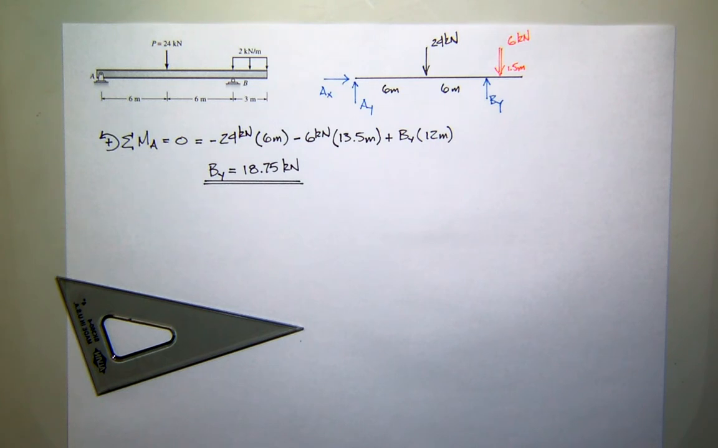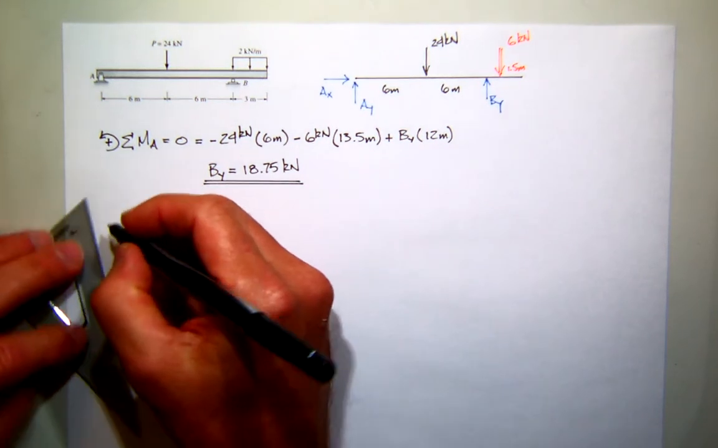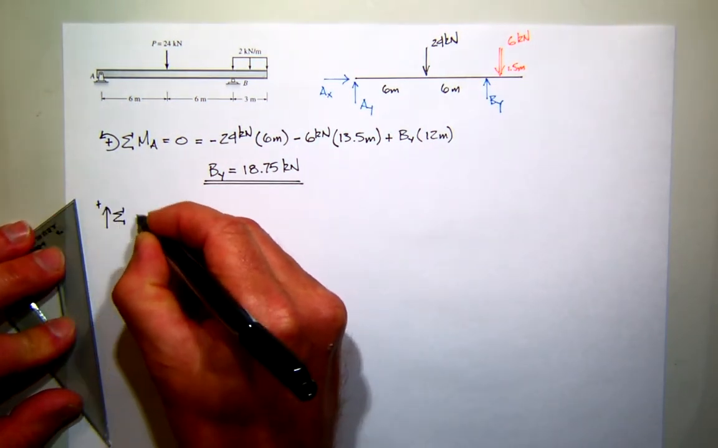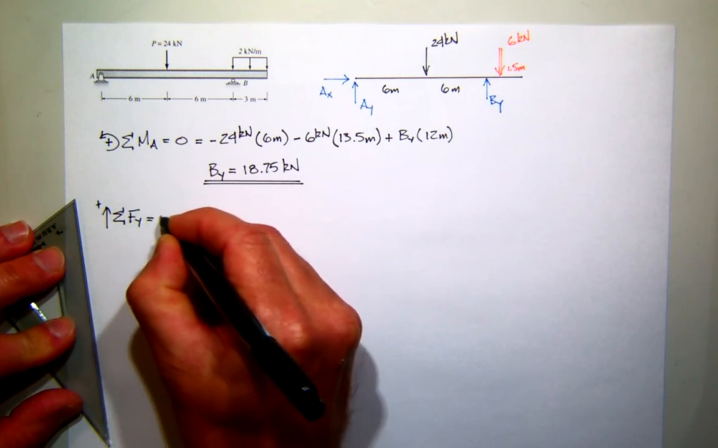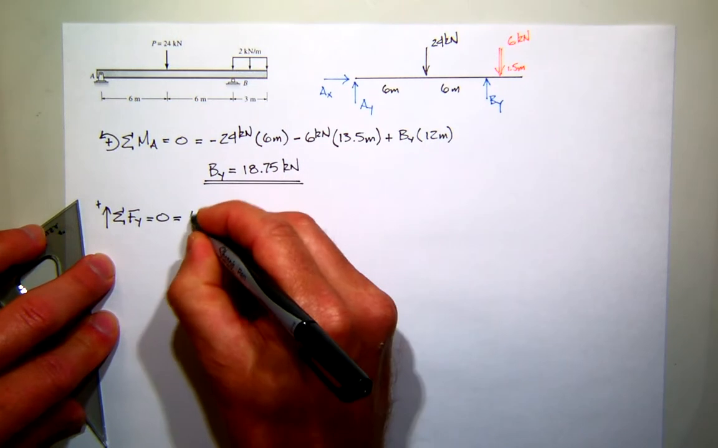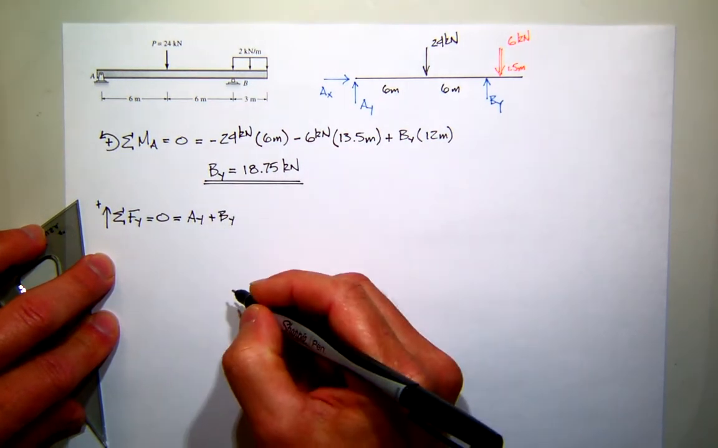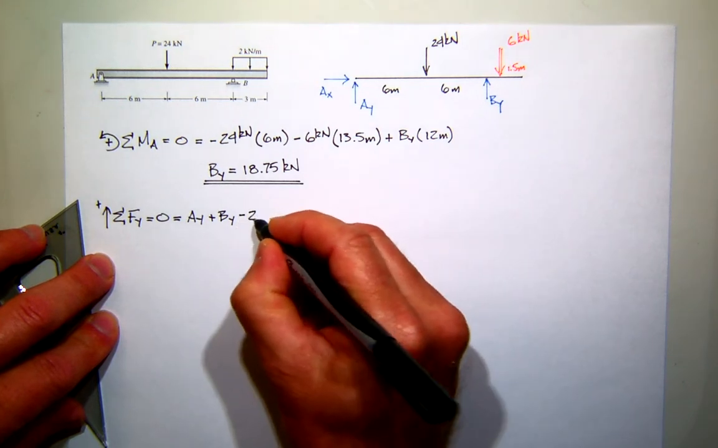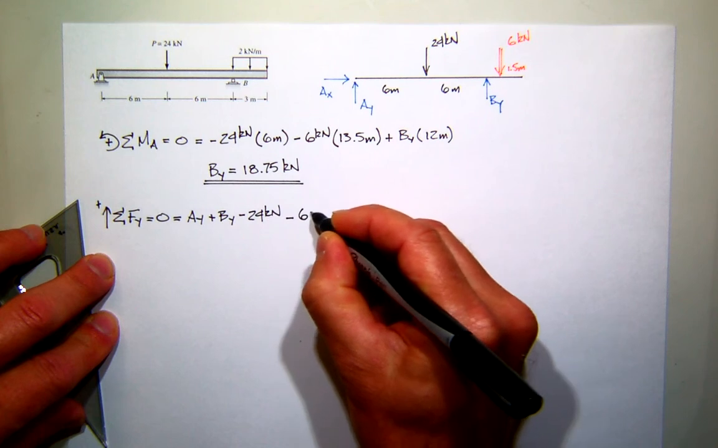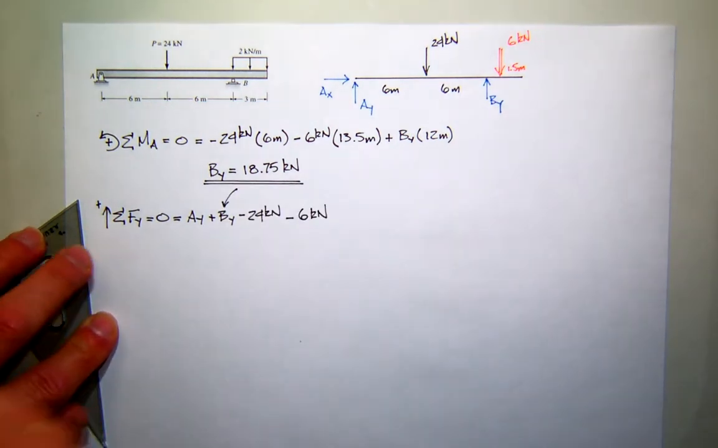So now we can go any way we like. We can sum forces in the Y or the X. I think I'll save my X equation for last. So I'll sum forces in the Y direction, and I'll assume that up is positive. So let's account for all my Y forces. I've got AY acting up plus BY. And then acting down, I have my applied 24 kilonewton force and my concentrated equivalent force. And we know BY, so we can just stick that right in there, sign and all.